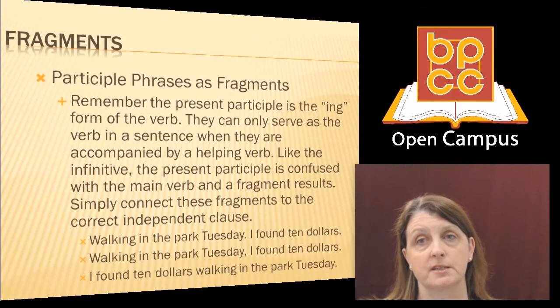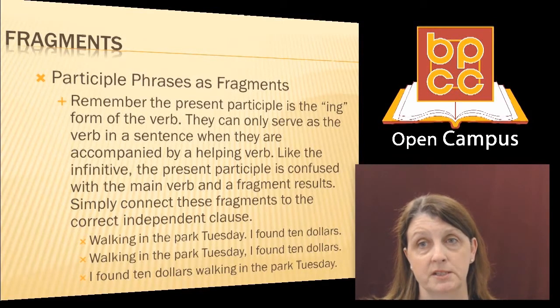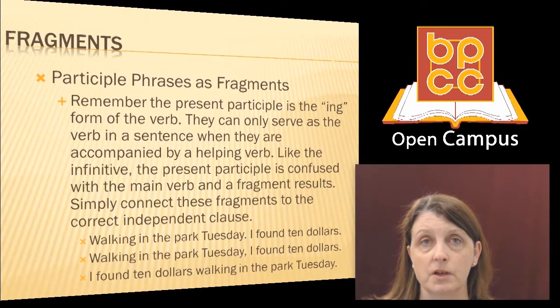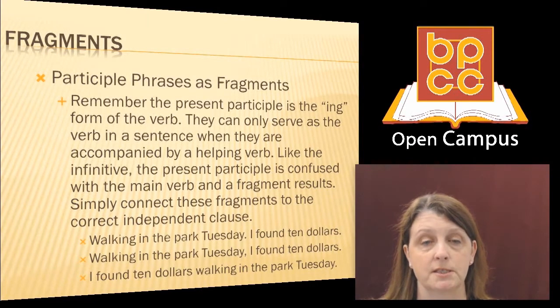Let's look at participle phrases as fragments. Remember that the present participle is the ing form of the verb. They can only serve as the verb in a sentence when they are accompanied by a helping verb. Like the infinitive, the present participle is confused with the main verb and a fragment results. Simply connect these fragments to the correct independent clause. And there's our sample, walking in the park Tuesday. And here's our independent clause, I found $10. Let's put them together. Walking in the park Tuesday, I found $10. Good sentence. Let's reverse it. I found $10 walking in the park Tuesday. Do you see a little problem with that sentence?